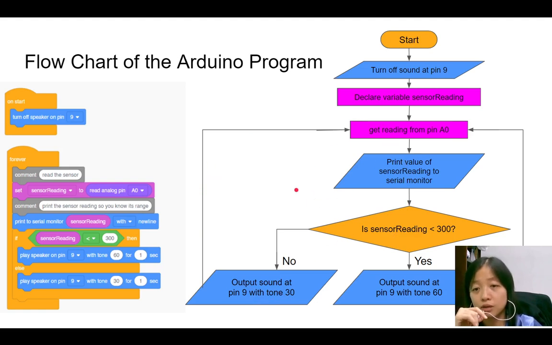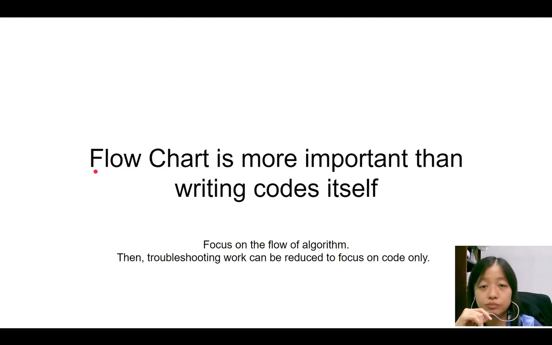So that's a flowchart. I want to say flowchart is more important than writing code itself. Like I tell you, everything that we do in this learning unit, it's all involved process, and you don't want to jumble up the process. Right? We do things step by step.